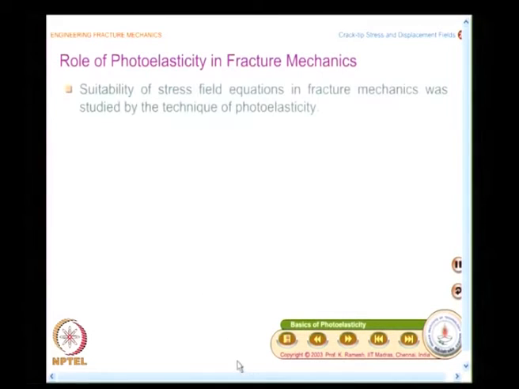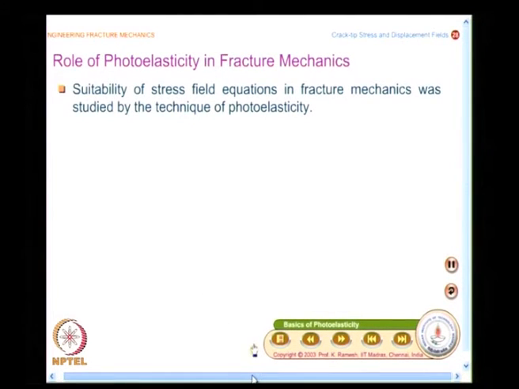We will first see what kind of result we get from the Westergaard solution. We have seen the stress field, and I have been saying that we would look at the use of photoelasticity in the advancement of fracture mechanics, and how we would use photoelasticity for this purpose. We have to find out the suitability of the stress field equations in fracture mechanics. How do we verify that?